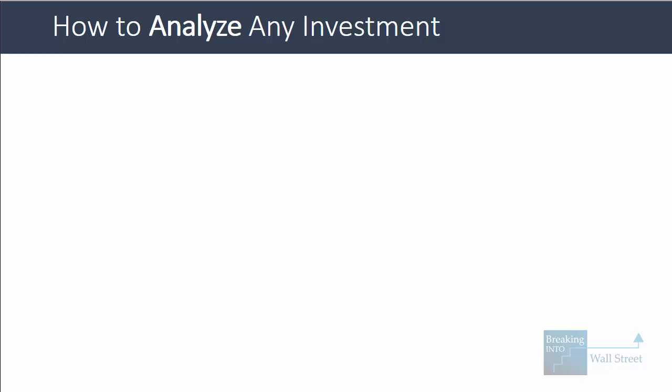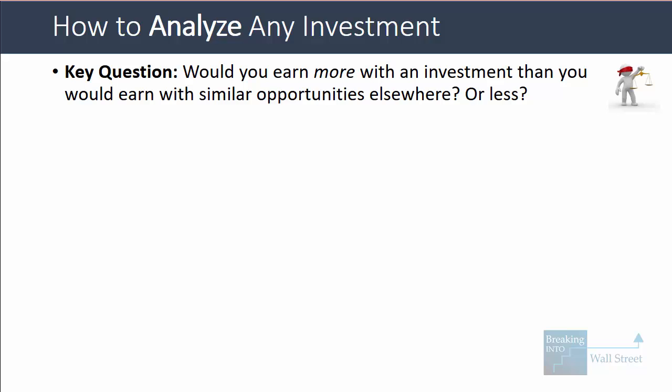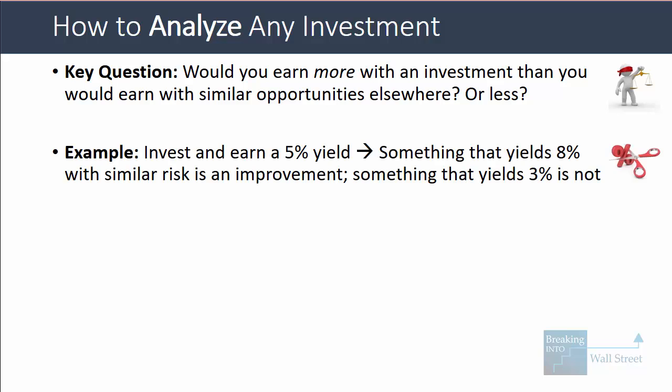So you can use these principles to analyze any investment. The key question is, would you earn more with an investment than you would earn on similar opportunities with similar risk profiles elsewhere? Or would you earn less than you would with those opportunities? For example, if you could invest and earn a 5% yield on something, then something that yields 8% with a similar risk profile is clearly an improvement. But something that yields 3% with a similar risk profile is not an improvement.